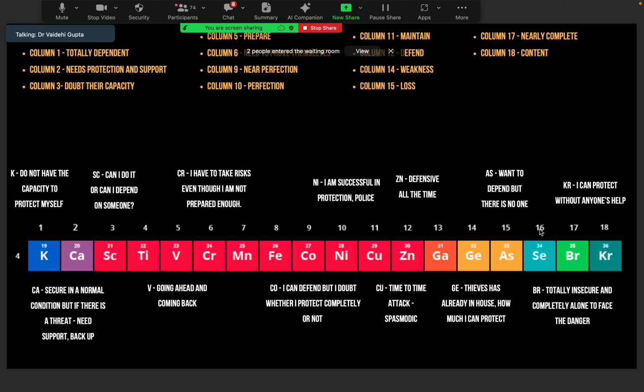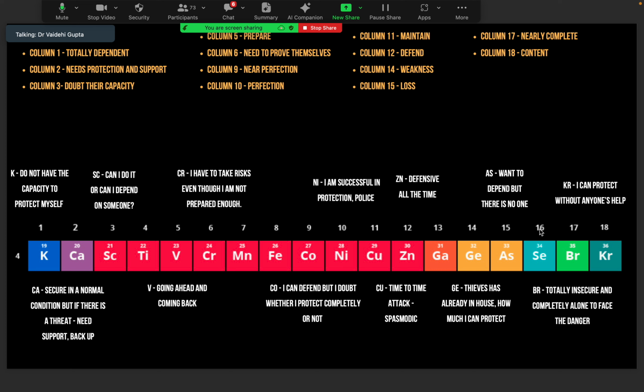Row 4, like it is a situation when there will be an intruder, a thief, in the house. What will such a medicine do? Potassium does not have the capacity to protect itself because they are totally dependent. They do not have that much capacity to protect themselves. They will be dependent on someone else. They will call someone to get rid of that intruder.